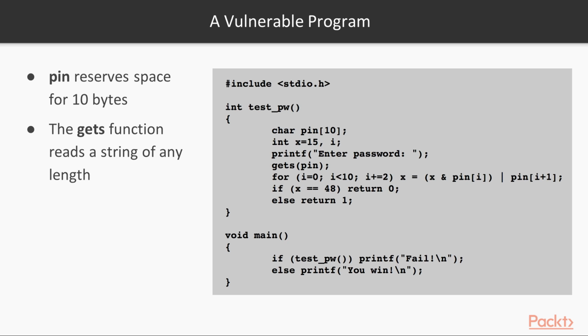Here's a simple program that calls a testPW subroutine, which reads a password from the user and does some bit flipping operations to decide whether to return 0 and say the password was correct, or return 1 and say the password was not correct. The password is read from the user with the gets routine and put into a variable that only has room for 10 bytes. So if you put in more than 10 bytes, you can overflow this and take over control of the machine.